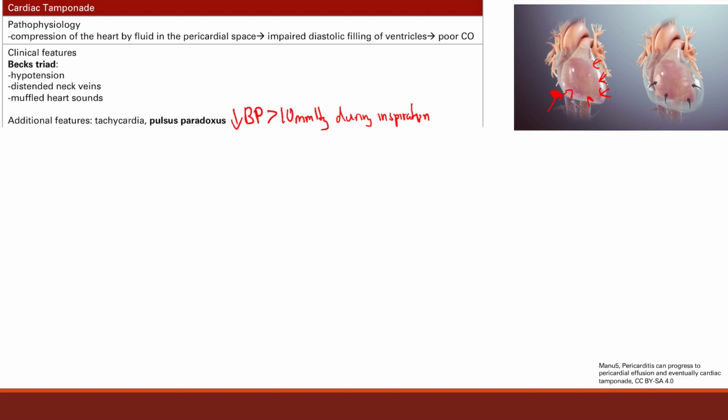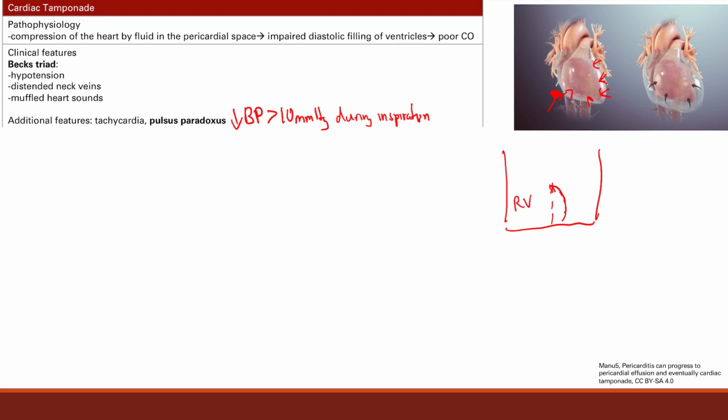Because I need to draw this out a little bit. When you inspire, what happens to your venous return? Remember we said that venous return will increase because there's negative thoracic pressure. And your right ventricle is going to fill more, and it's going to have a larger size. So your right ventricle is going to get bigger.